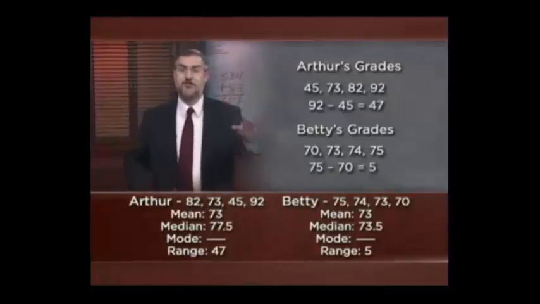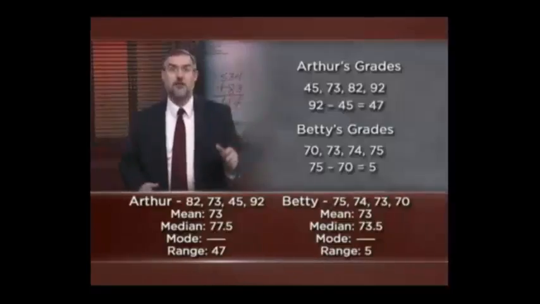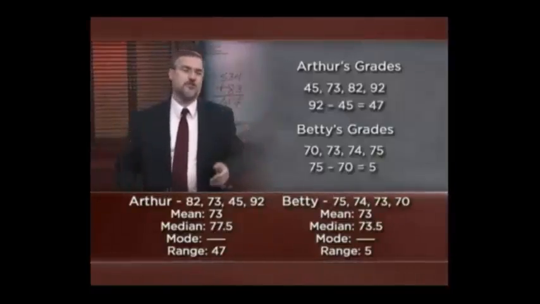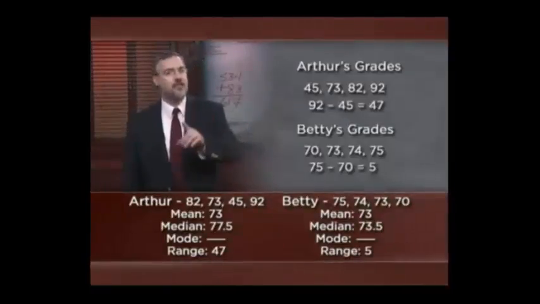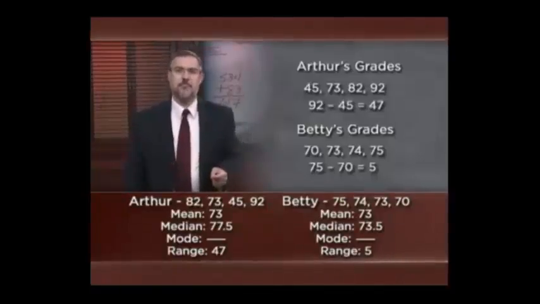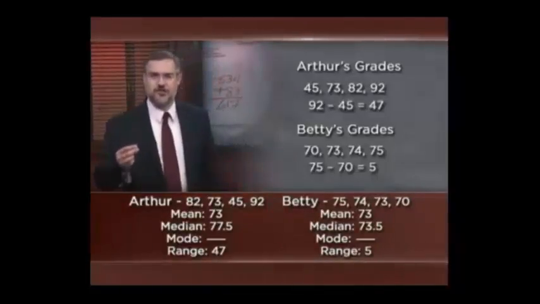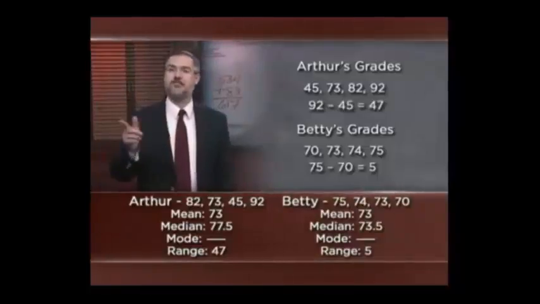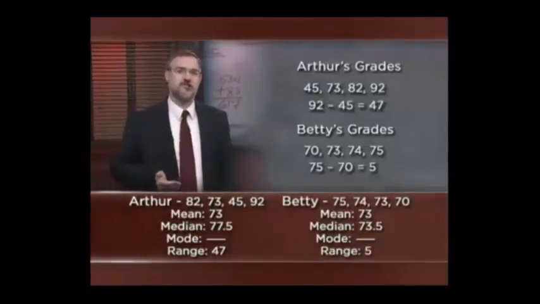But Arthur's grades vary quite wildly, by 47 points, based on his first 4 exam grades. Therefore, in this particular example, thanks to the range statistic, we can conclude that Betty's exam grades are much more consistent than Arthur's. Okay, let's move to another example involving these statistics, just to see how the statistics can help us understand the situation.